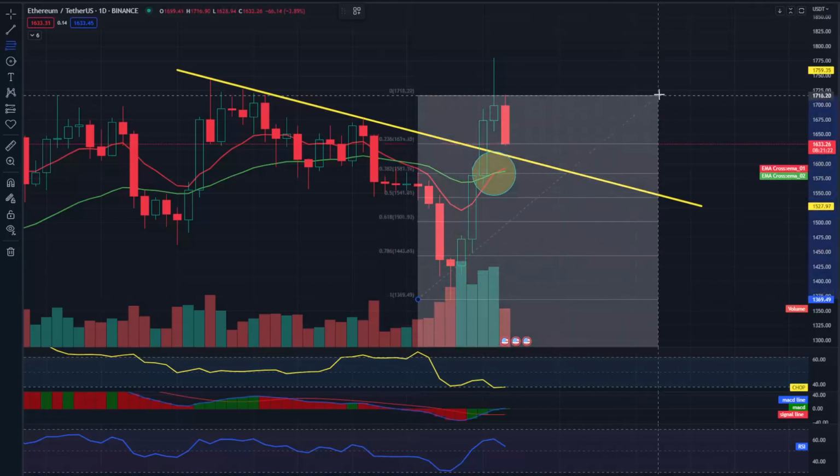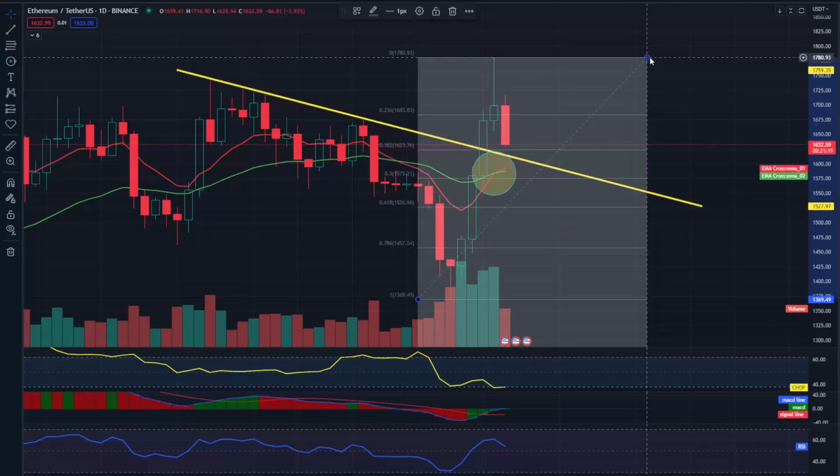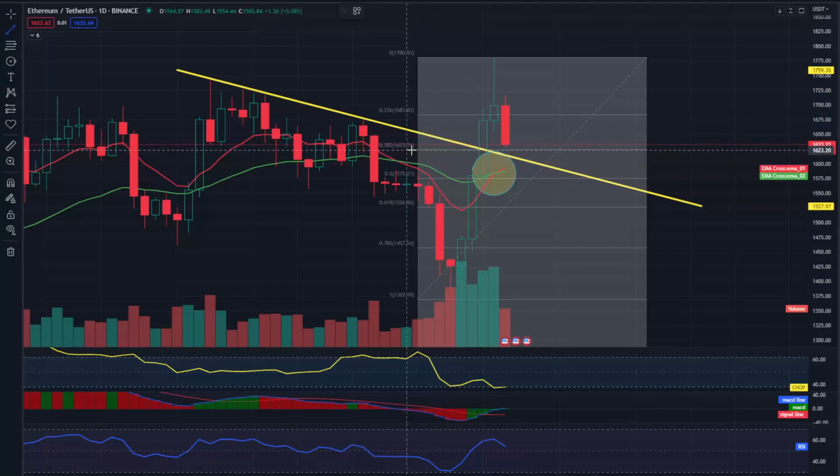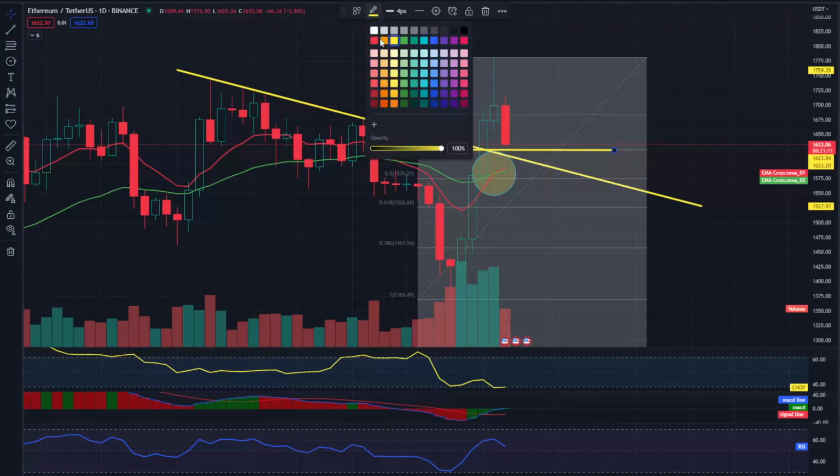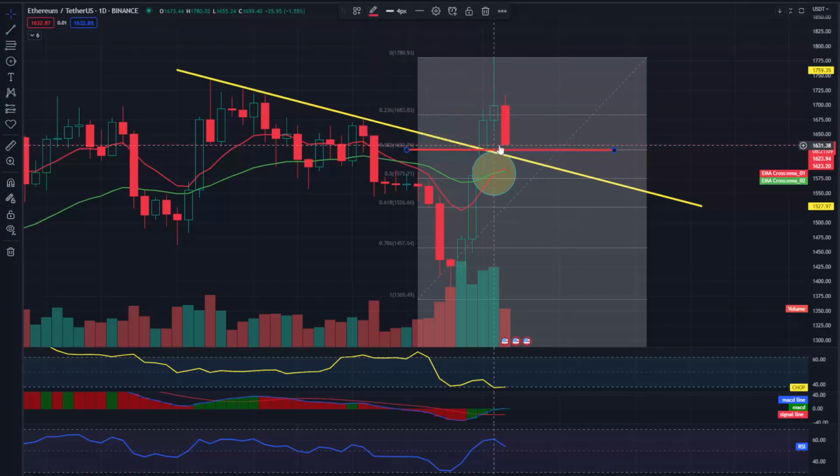Now let's move on to marking the places of support. We will use the fib retracement tool to mark the supports, and as you can see, we have the first support at $1,623, which the price is currently approaching, the second support at $1,576, the third at $1,526, and then the fourth support at $1,457.